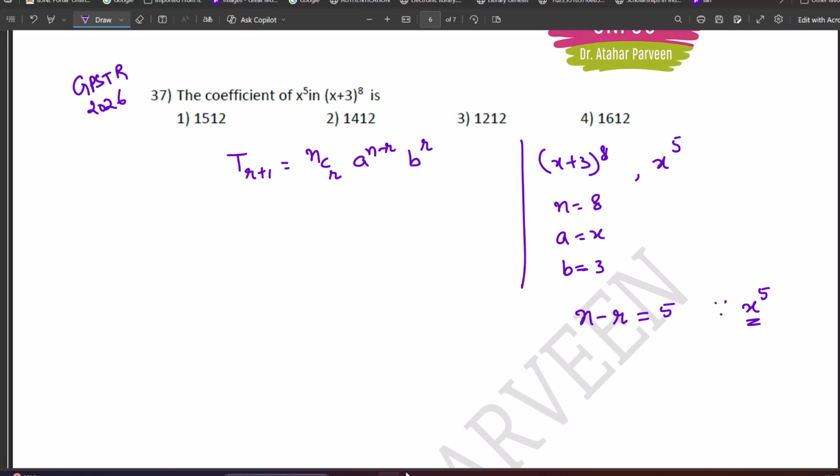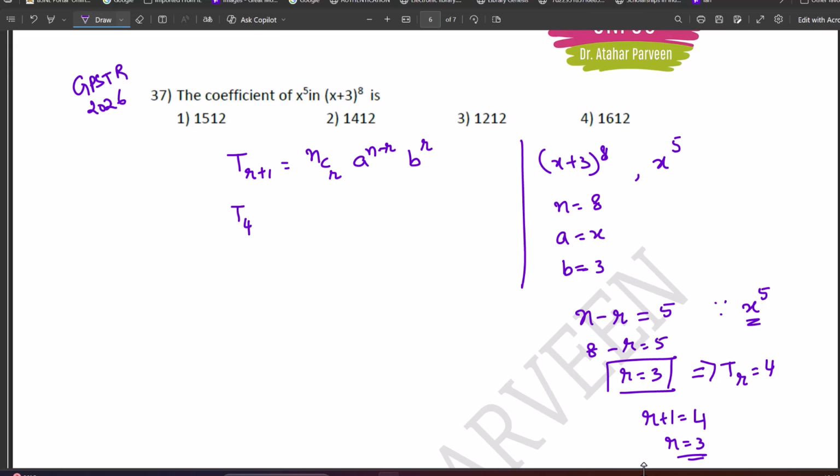So what is n? 8. I will just substitute. What is r? I have to find out. Then 5. So my r will become 3. Obviously now when r became 3, it means that my T(r+1) is T4. Correct, right? So that is what is our logic, right? r plus 1 will be equal to 4. So that's why our r was 3. Correct, right? So now I will go on substituting.